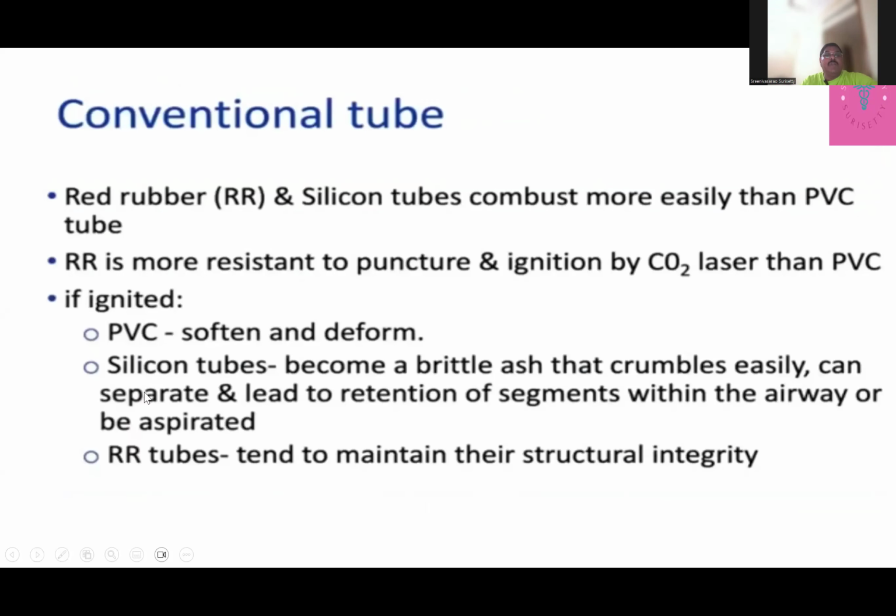Conventional tubes are red rubber, silicone and PVC tubes. Red rubber and silicone tubes combust more easily than PVC tubes. Red rubber is more resistant to puncture and ignition by the CO2 laser than PVC. If ignited, the PVC will be soft and deform, and the silicone tubes become brittle ash that crumbles easily and separates, leading to retention of segments within the airway, which may be aspirated. Red rubber tubes tend to maintain their structural integrity if ignited.